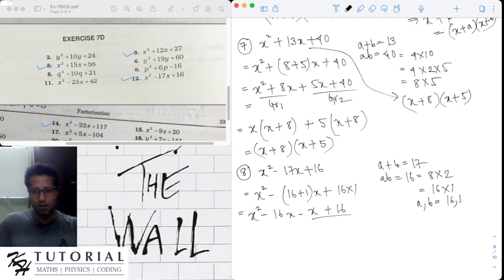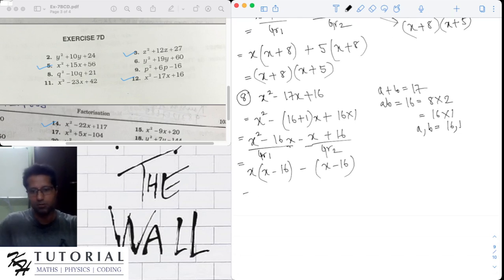You form the groups: x square minus 16x and minus x plus 16. From the first group, you take x as common. You get x into x minus 16, and from the second group there will be no common, but you can say it is equal to minus of x minus 16. Now I can see x minus 16 as common factor in both the groups. So this will be x minus 16 multiplied by x minus 1, because x minus 16 is nothing but x minus 16 multiplied by 1. There is always a 1.